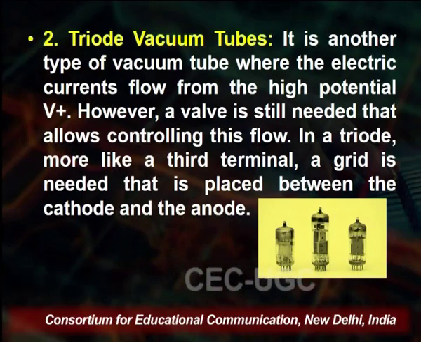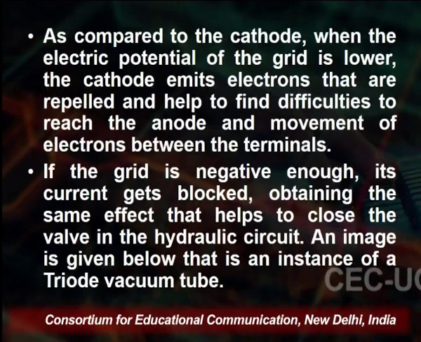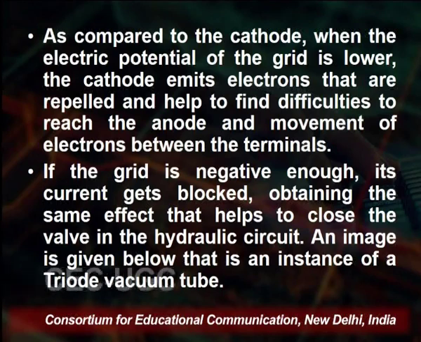A grid is needed that is placed between the cathode and the anode. As compared to the cathode, when the electric potential of the grid is lower, the electrons emitted by the cathode are repelled and find it difficult to reach the anode. This controls the flow of electrons.